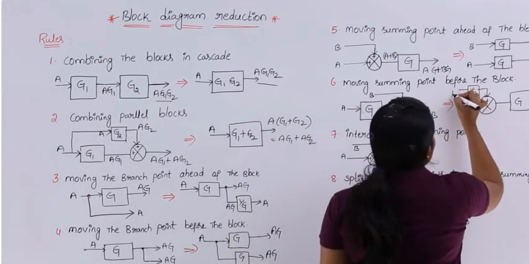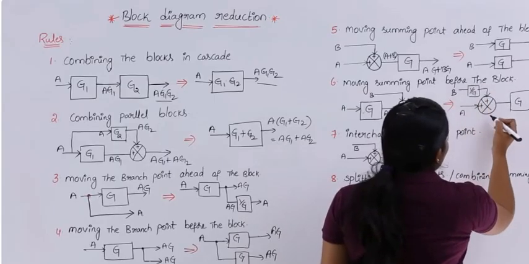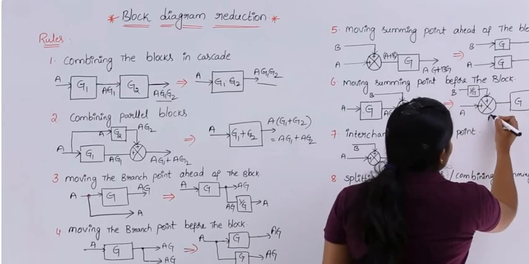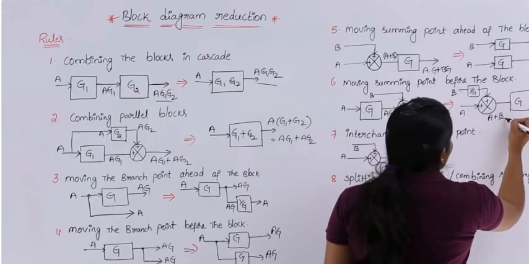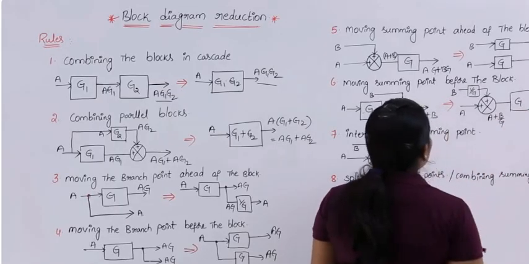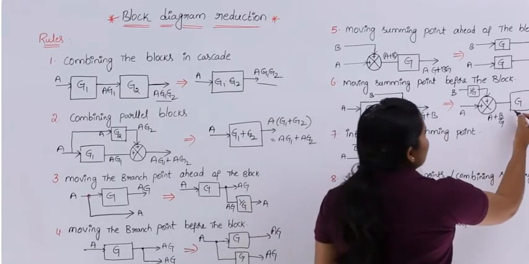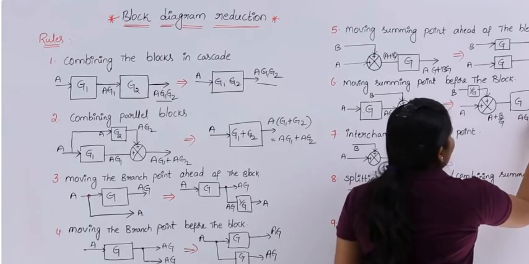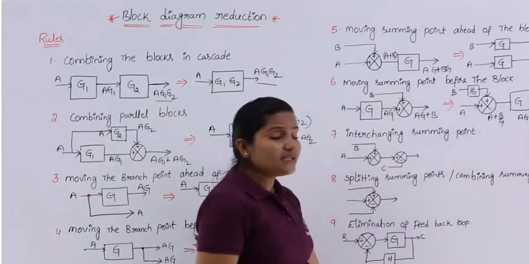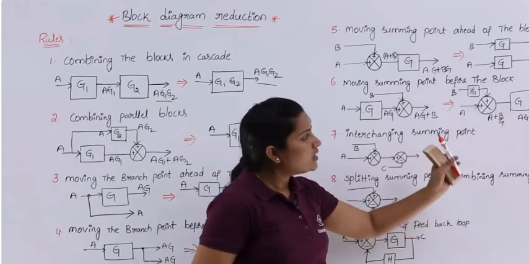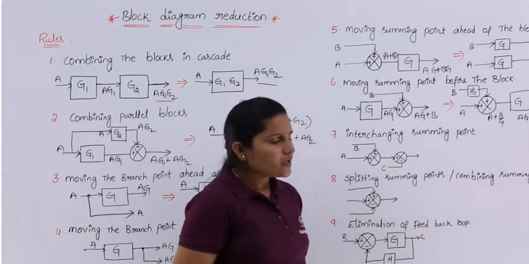So here this is B. Now by summing these two, this is equivalent to A plus B by G. After multiplying these two, I am going to get the same thing, AG plus B. The output is AG plus B only here. So you are getting the same output.